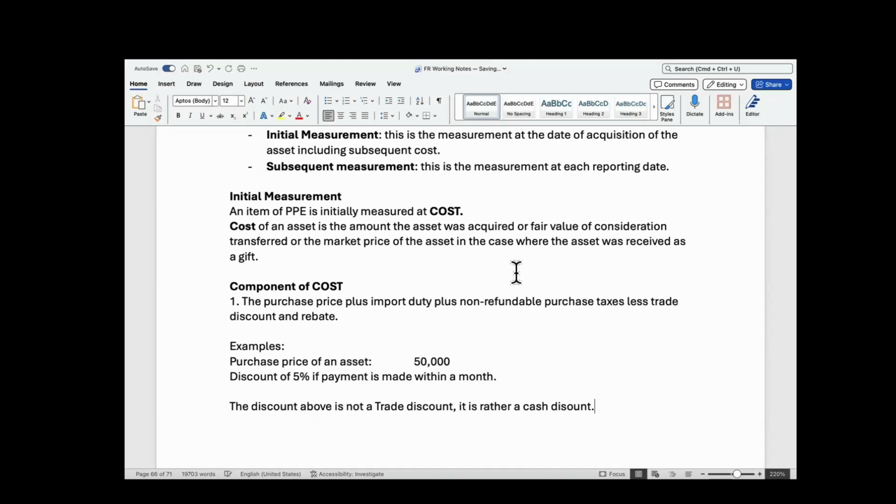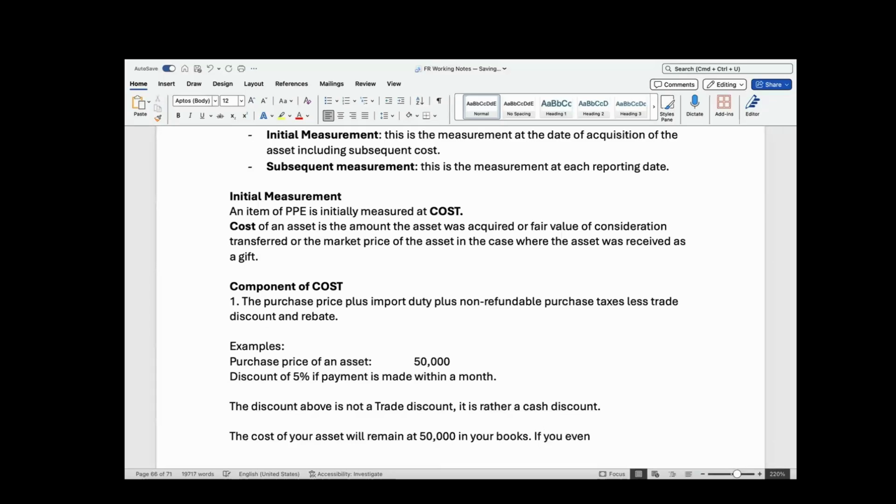And why can't we deduct this? Because this discount is not certain. It's not certain that you will get it. This discount is conditional on paying within 1 month, which means that if you don't pay within 1 month, you will not get it. So that means the cost of your asset will remain at 50,000 in your books.